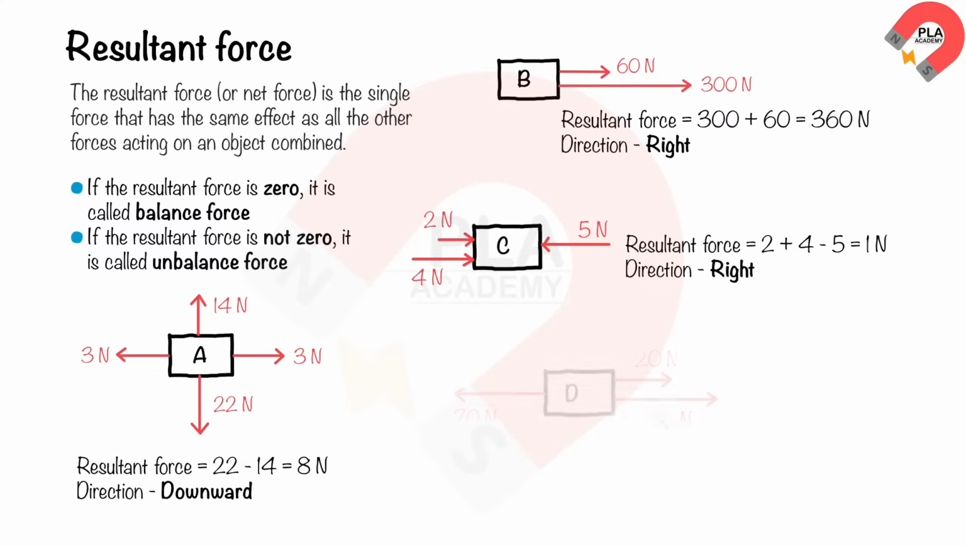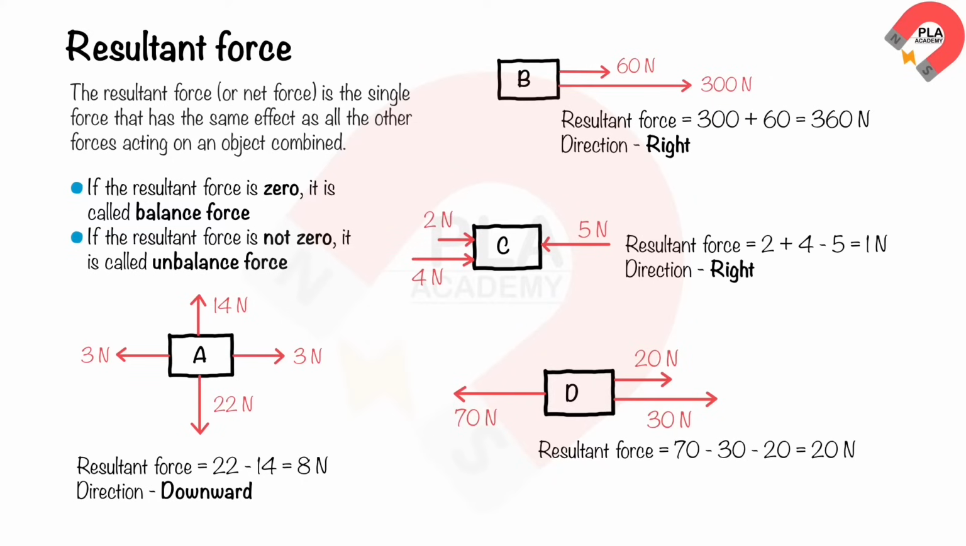Box D has the forces acting on it as shown. The resultant force can be found by subtracting the rightward force of 70 newtons from the leftward forces 30 and 20 newtons. So, the resultant force is 20 newtons acting to the left.